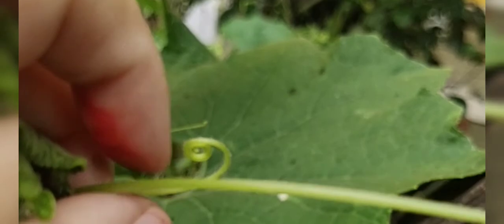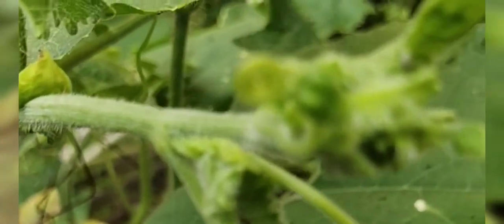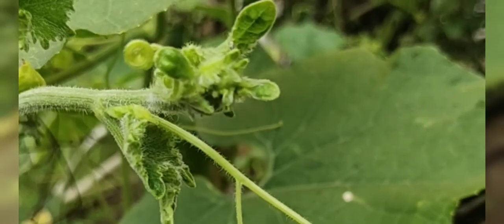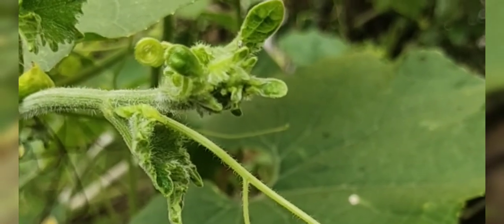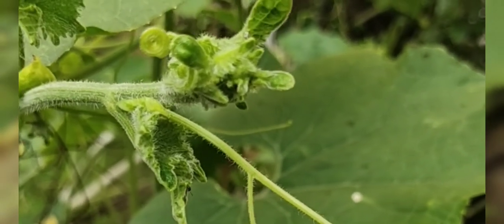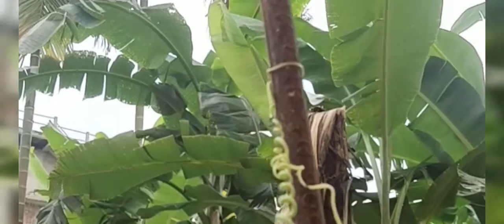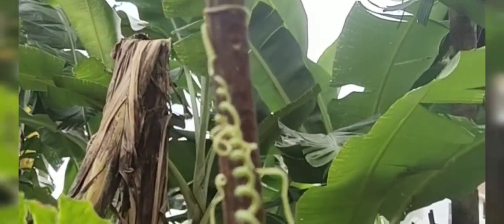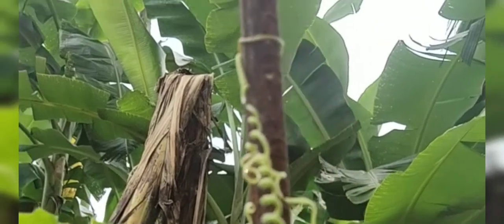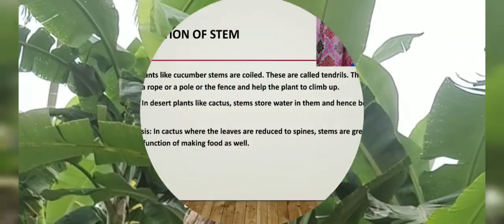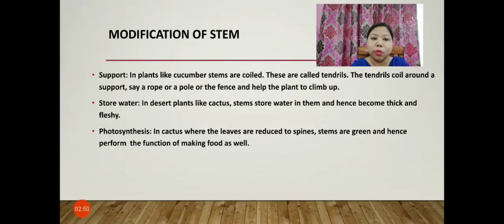So the plants which have weak and soft stem usually modify their stem into tendrils. These tendrils coil around the support, say a rope or a pole or the fence, and help the plant to climb up. Modified stems also store water. In desert plants like cactus, stems store water in them and hence become thick and fleshy.